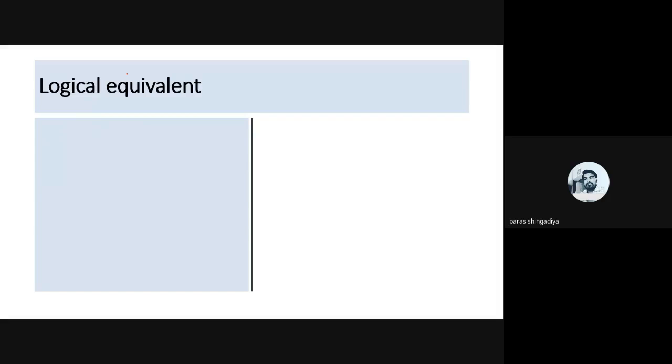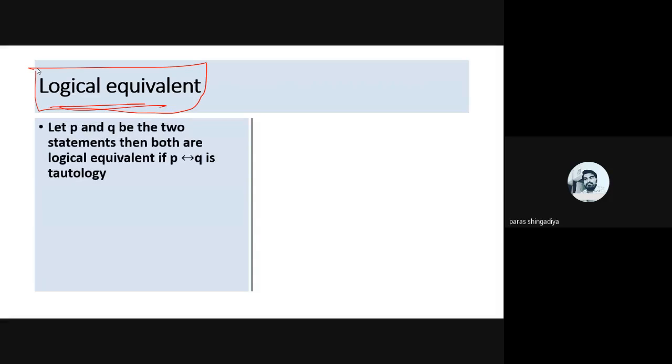So next topic is the logical equivalence statement. What is the condition to check whether two given compound statements are logically equivalent or not? Let P and Q be two compound statements.